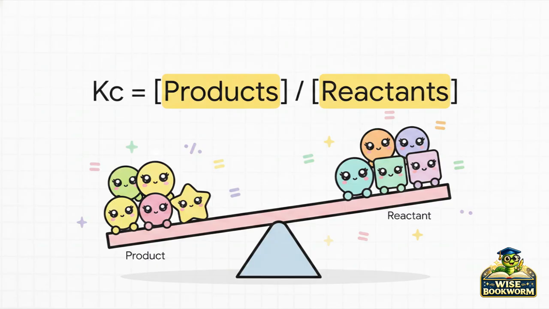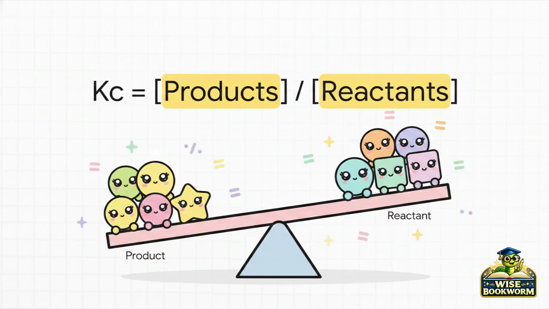Now you might be wondering, how do we actually measure this invisible balancing act? Well, in 1864, Norwegian chemists Goldberg and Waage proposed the law of chemical equilibrium. And don't worry, it's not some daunting algebra. It's essentially a very straightforward products over reactants story.